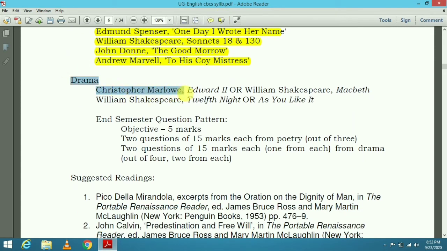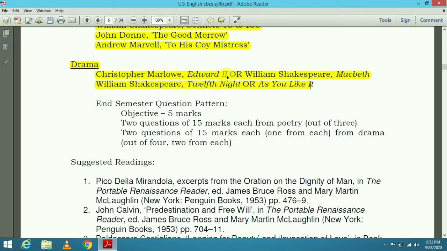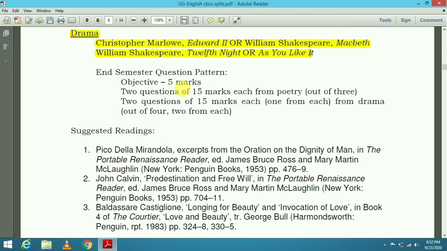In drama, you have Christopher Marlowe's Edward II, or you have to study William Shakespeare's Macbeth, the evergreen, milestone play of William Shakespeare. And then again, Twelfth Night or As You Like It. So here, either Christopher Marlowe's Edward II or William Shakespeare's Macbeth, and here either Twelfth Night or As You Like It. Now let us look at the question.